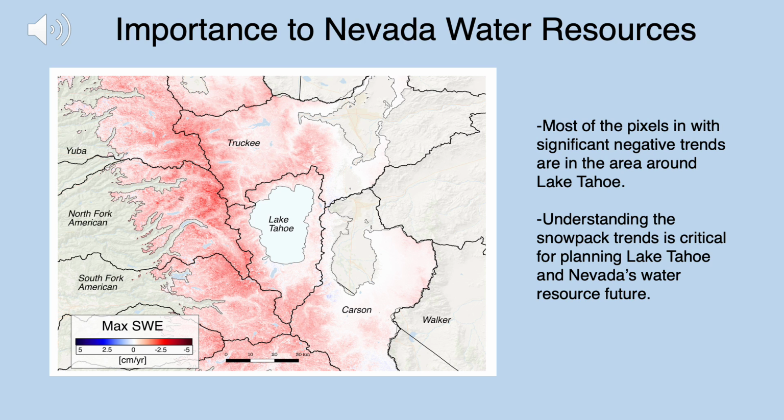but I think it shows the importance of understanding these trends for the future of water resources in northern Nevada and Lake Tahoe, which is to understand how and when the snowpack is going to melt and when the water will be provided. And this sort of analysis sheds some light onto understanding what the future of Nevada water resources may look like.